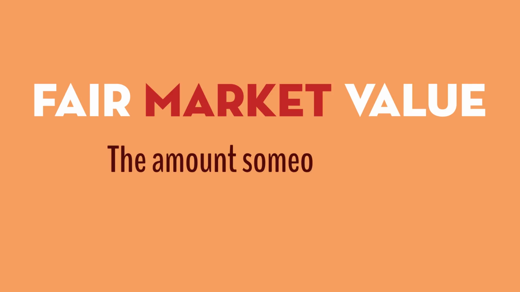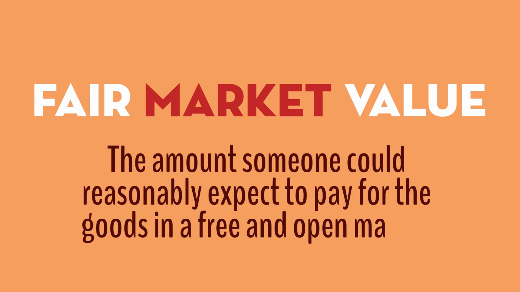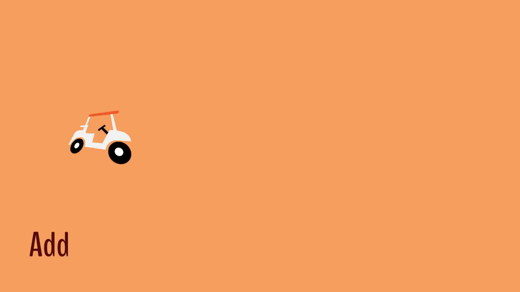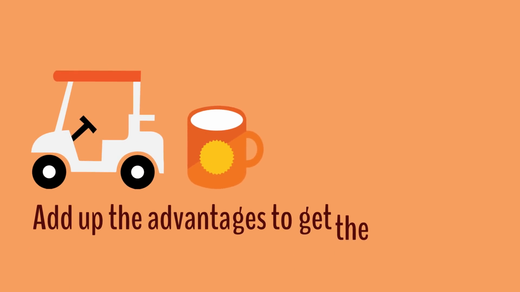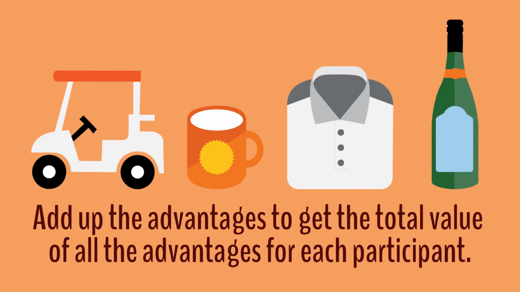Once you have decided on the advantages, determine the fair market value for each advantage. The fair market value is the amount someone could reasonably expect to pay for the goods in a free and open market. Then, add up the value of the advantages to get the total value of all the advantages for each participant.